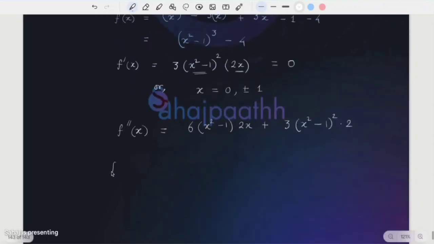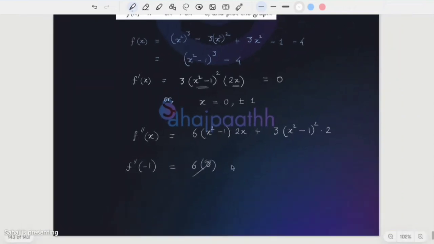So let's see f double prime of minus 1. What is it? Minus 1 will be high, so it will be 0. First term is 0. The second term is also 0. So this is exactly 0. Even at 1, it will be 0. Looks like we'll have to take another derivative. And what about at 0?